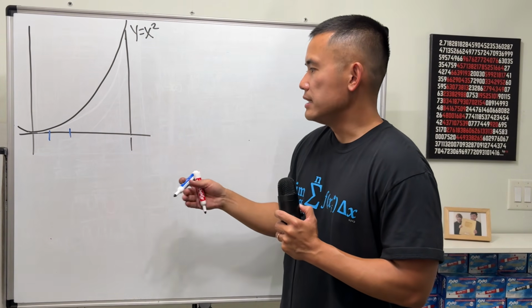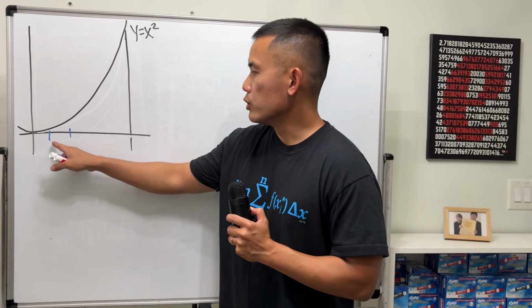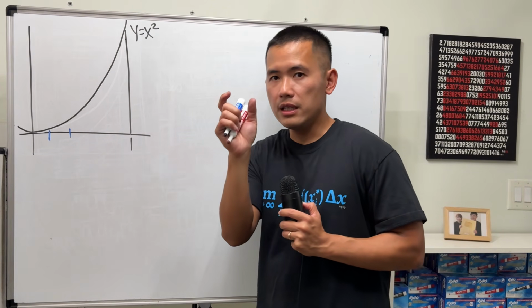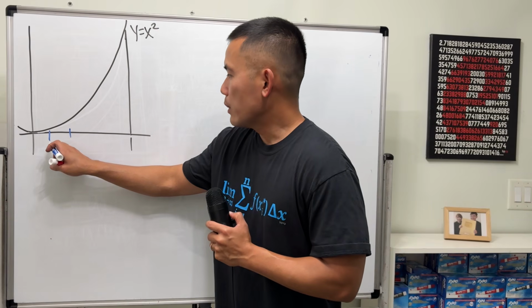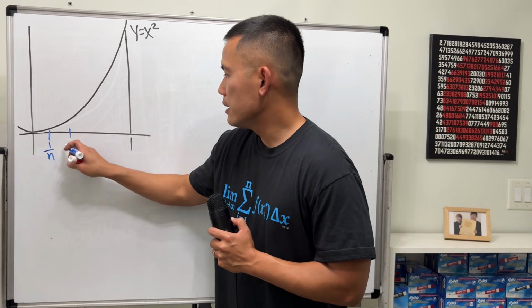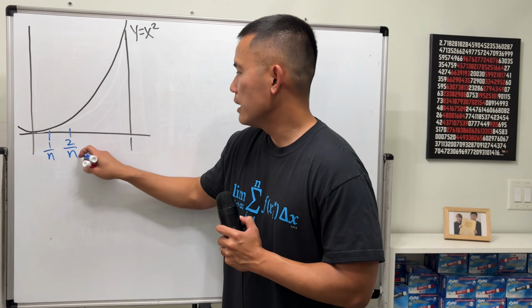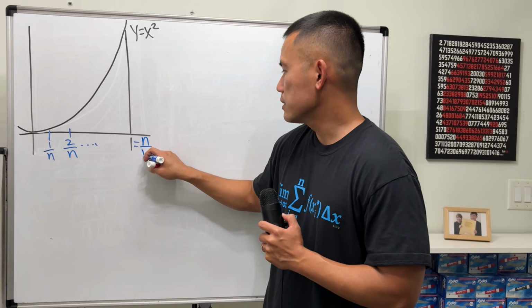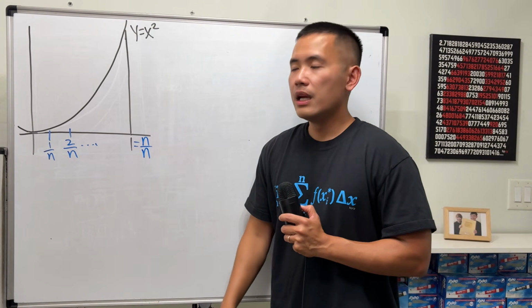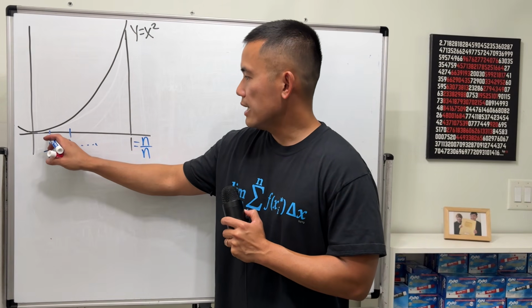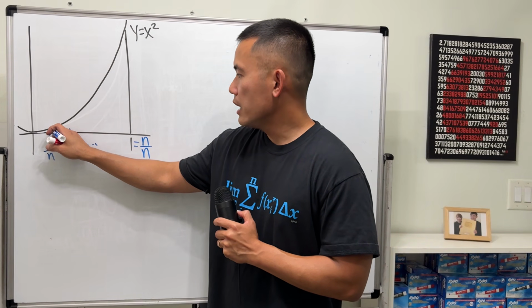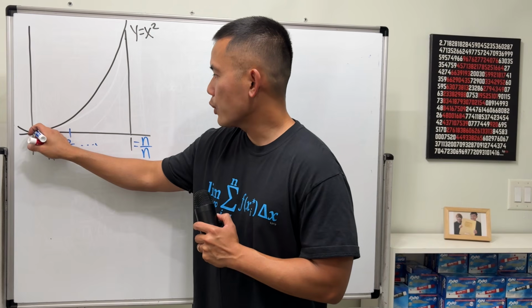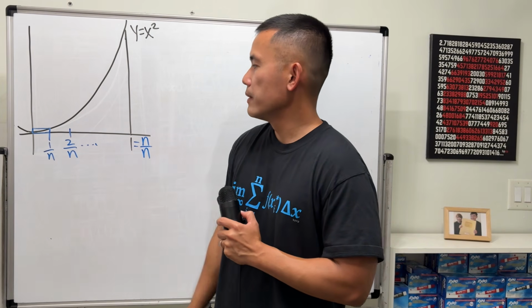You can imagine n is equal to 10, then each one will just be 1 over 10. Again, equal width. But we want n, so this is 1 over n. The next one is 2 over n, and so on, and the last one is 1, which is n over n. Now, I'm going to use this as my x value, go up, hit the curve, and then go to the left, and create my rectangle like this.